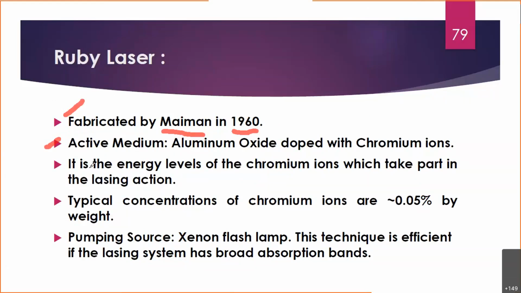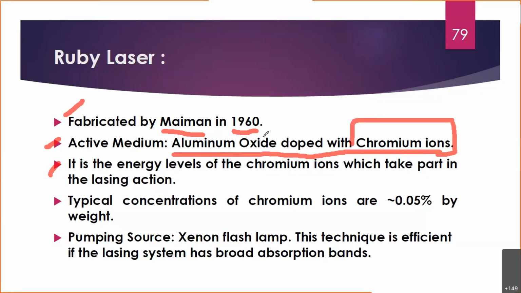Second thing is active medium. It is aluminum oxide doped with chromium ions. Aluminum oxide is Al2O3 with the chromium ions, so that will be your active medium. Then the third component is the energy levels. Important is, aluminum oxide is just a material, but the important part is this chromium.